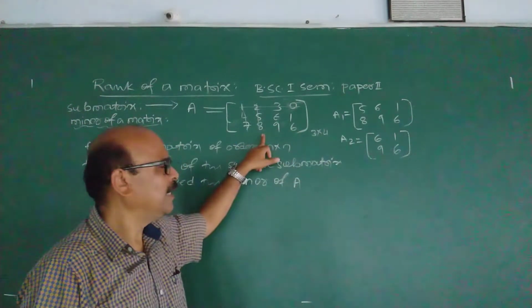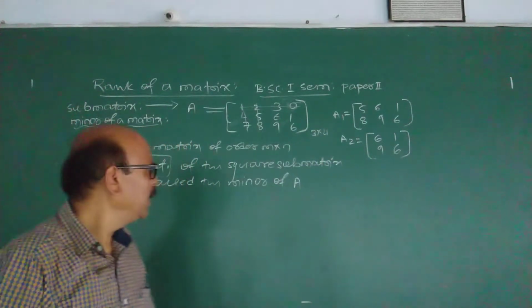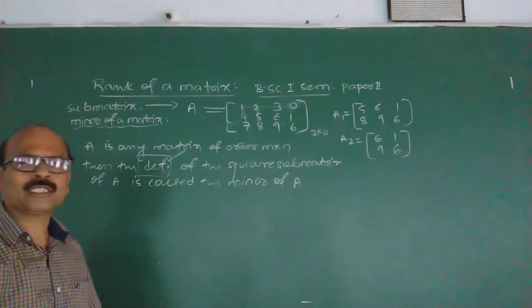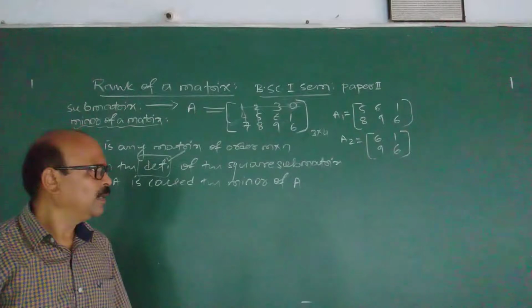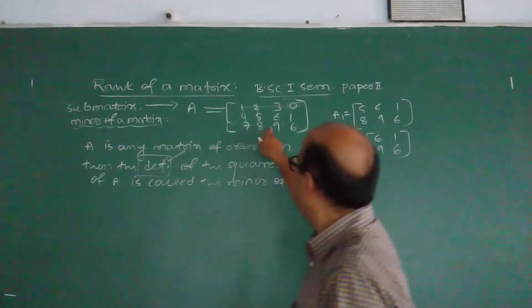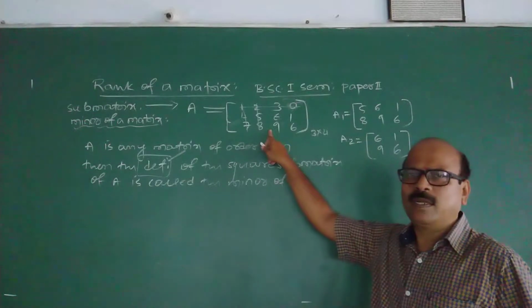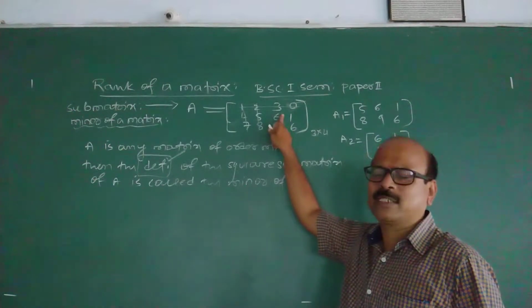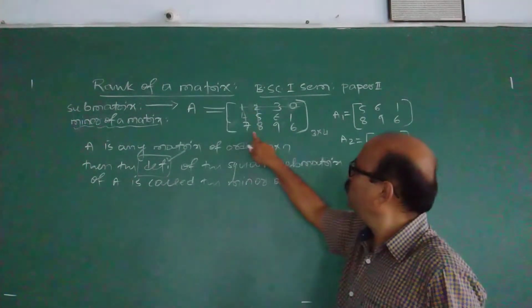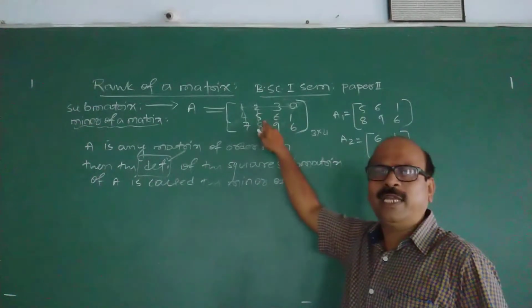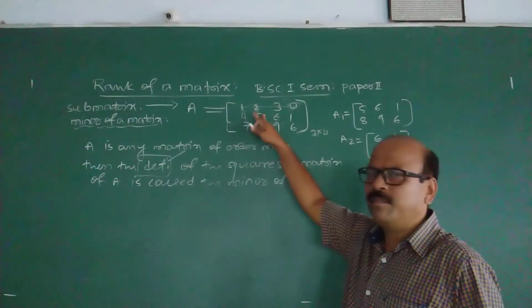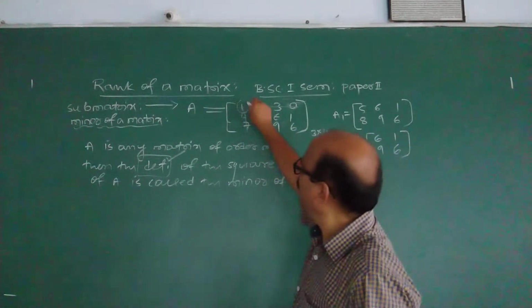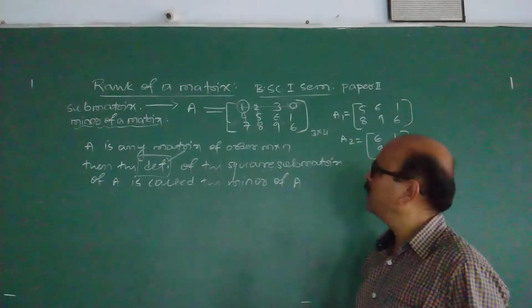This is the matrix, and what is the minor of A? It is the determinant of the square submatrix of A. For example, this is a 3 by 4 matrix, and here you can have maximum third order square submatrix, and therefore you can have a minor of order 3 here, minor of order 3 and minor of order 2, and every element of the matrix is known as the minor of order 1.